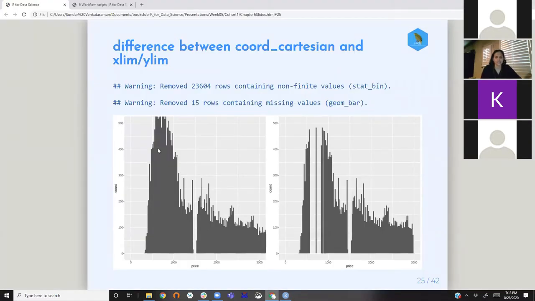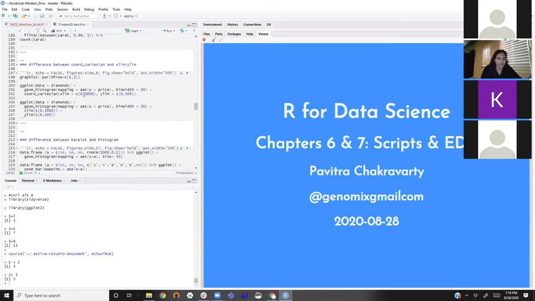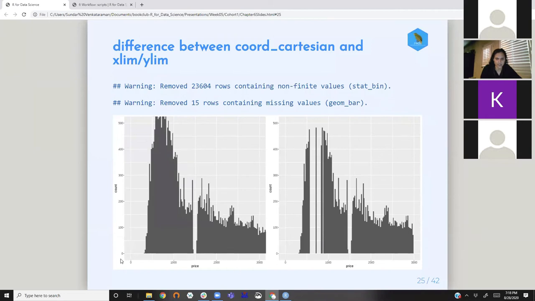So here we are literally just zooming in, with your X between 0 to 3,000 and your Y between 0 to 500. You're literally like a microscope, focusing in on that. Whereas here it has dropped all your values past that point, so you don't have any data that exists beyond 500 and beyond 3,000.